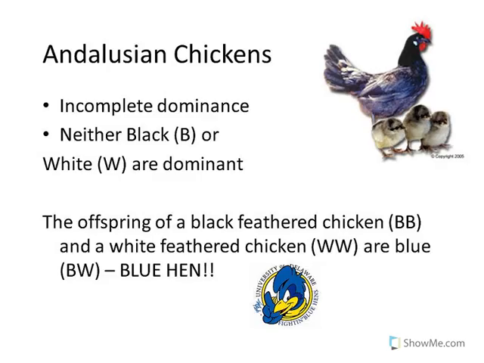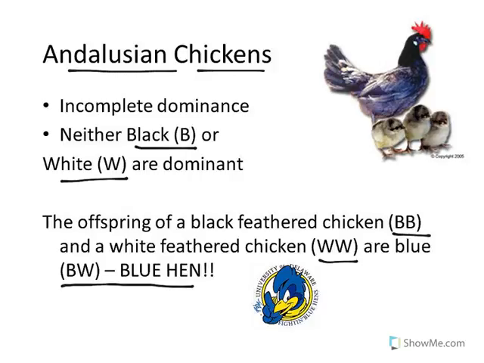Here is one example of incomplete dominance. Andalusian fowl or chickens. If you have a black one crossed with a white one, and both have to be pure black, pure white, you will result in blue or sometimes gray.